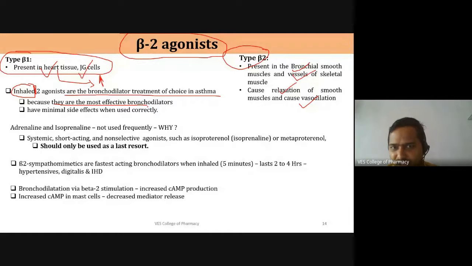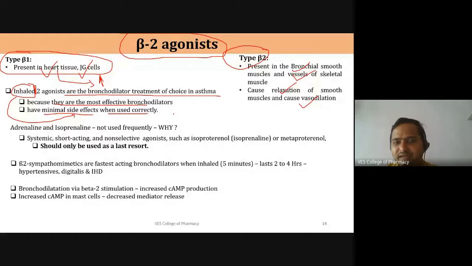We're going to talk about how they are the most effective, with minimal side effects when used correctly. When we are using the inhalation route, we are getting the local effect, not the systemic effect. So because of that, there are fewer side effects.